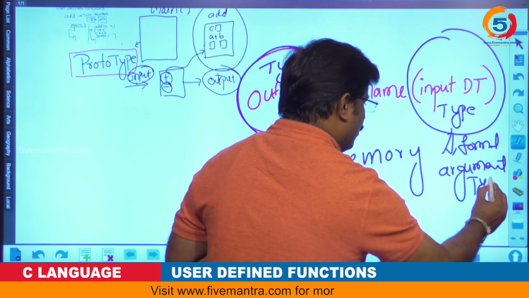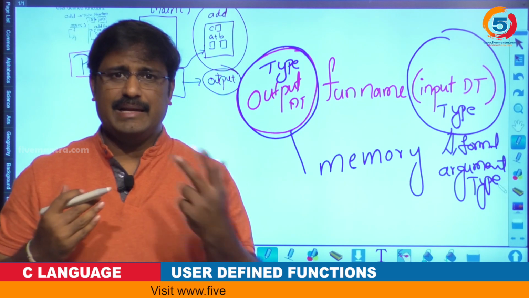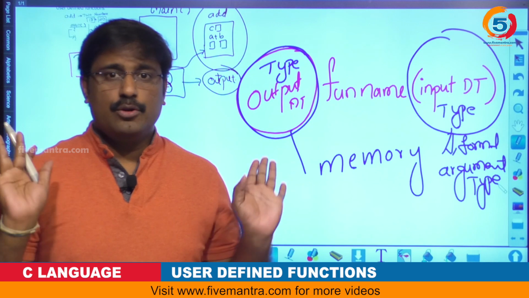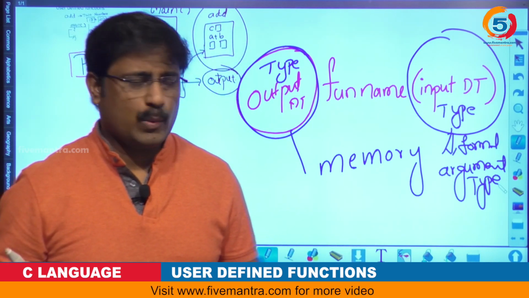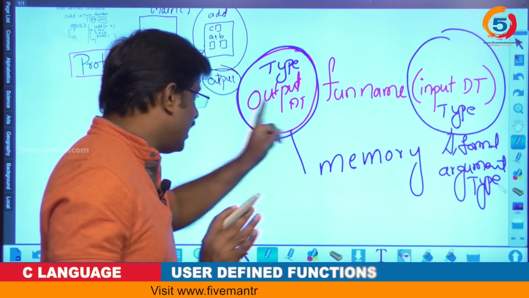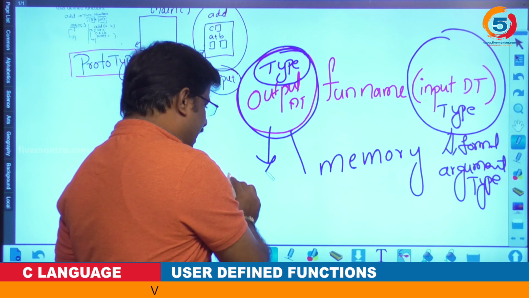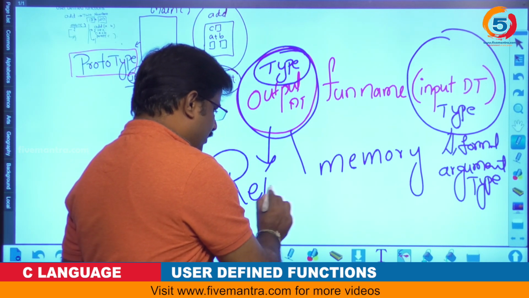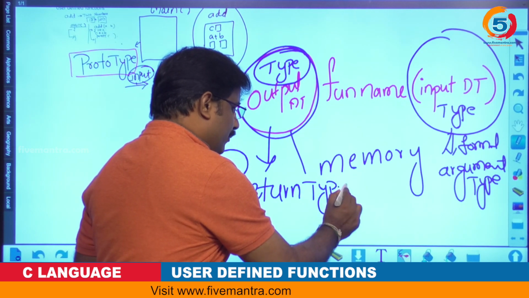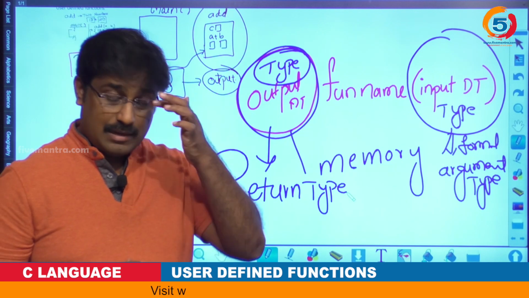Type only you have to provide, a type only. Either I'm sending two integers, right? Int, or if I'm giving two float values, float, that's enough. No data variable name is required, right? Okay, here the formal argument type you have to provide. Now here we also need one type, and this type we call the return type. So we'll define the syntax for this, okay?